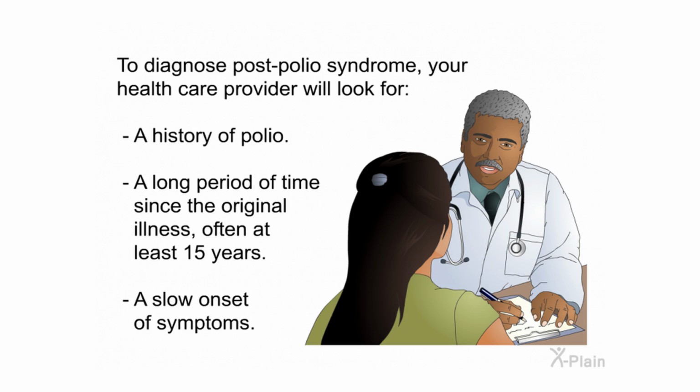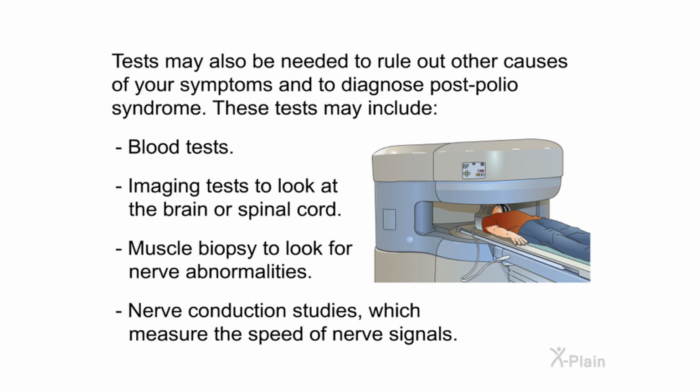To diagnose post-polio syndrome, your healthcare provider will look for a history of polio, a long period of time since the original illness, often at least 15 years, and a slow onset of symptoms. Tests may also be needed to rule out other causes of your symptoms and to diagnose post-polio syndrome. These tests may include blood tests, imaging tests to look at the brain or spinal cord, muscle biopsy to look for nerve abnormalities, and nerve conduction studies which measure the speed of nerve signals.